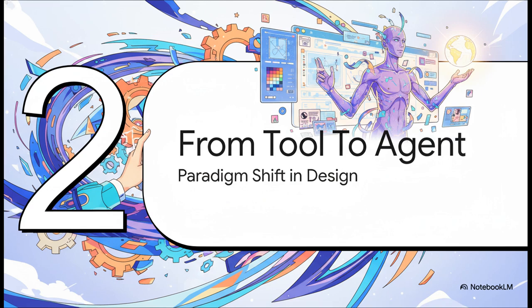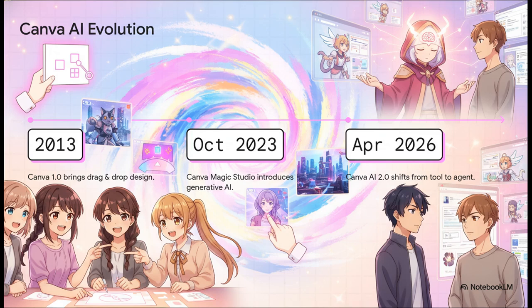Let's move to how this all builds together. If we look back at the timeline, in 2013, Canva 1.0 launched and totally revolutionized the industry with simple drag-and-drop mechanics. It massively lowered the barrier to entry for non-designers. Fast forward a decade to October 2023, and we got Magic Studio, bringing us generative AI features like text-to-image and background removal. But April 2026, that marks the biggest leap yet with Canva AI 2.0. We are moving away from simple generative tricks straight into conversational design and web research agents. The software isn't just sitting there waiting for your clicks anymore, it's actively partnering with you.